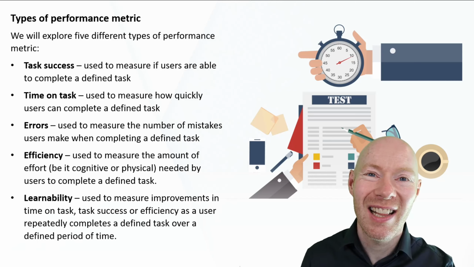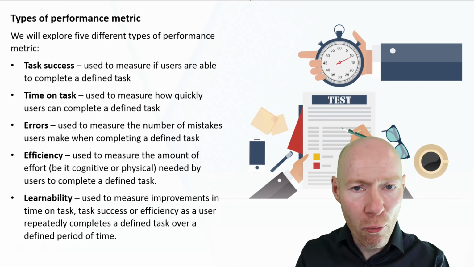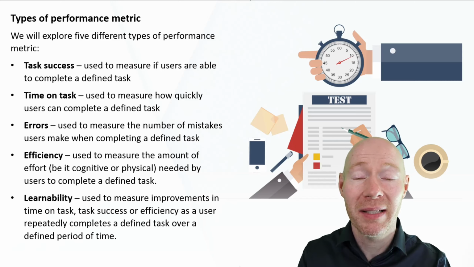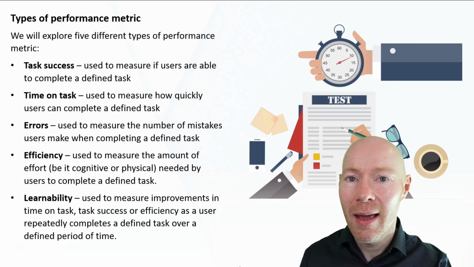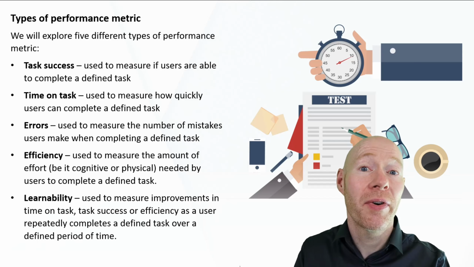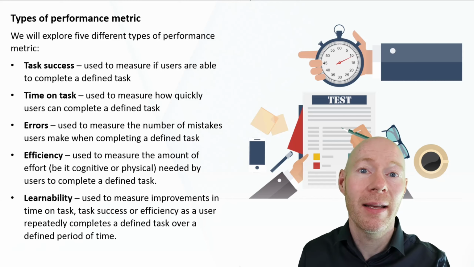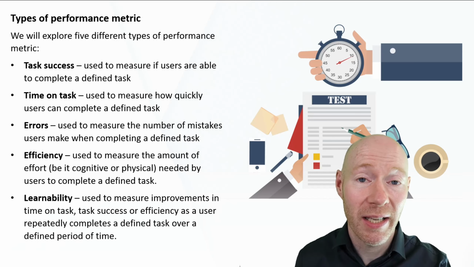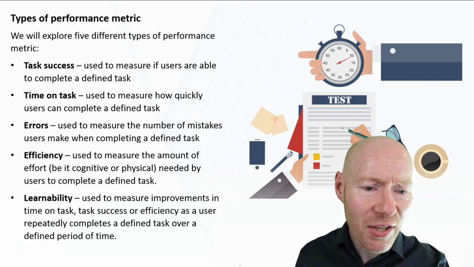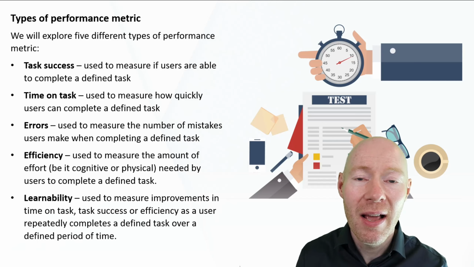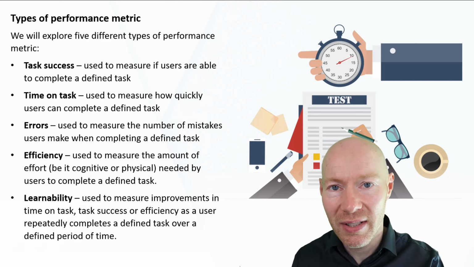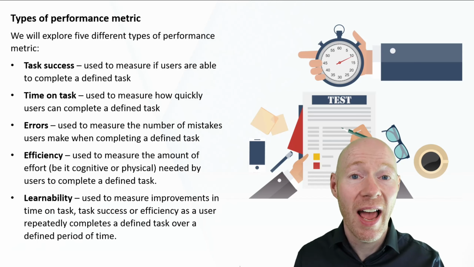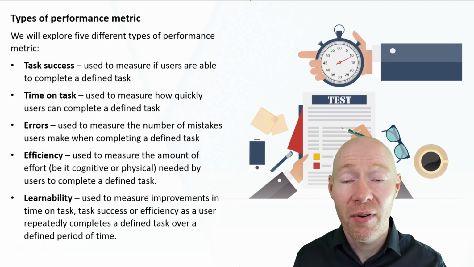And the final section is learnability. A really important one given the expectations that are placed on software today. It's going to look at changes over time in terms of how quickly a user learns how to use a particular application or to perform a particular task. So that's all the things we want to look at in this. In the next section, we're going to go on to have a look at task success and time on task as our first 2 performance metrics.